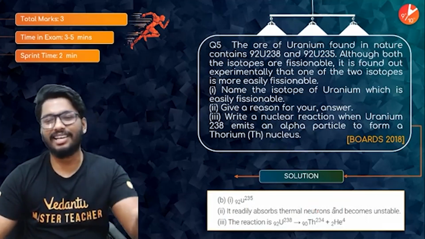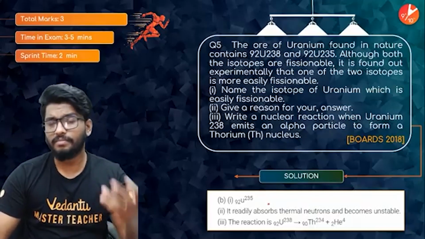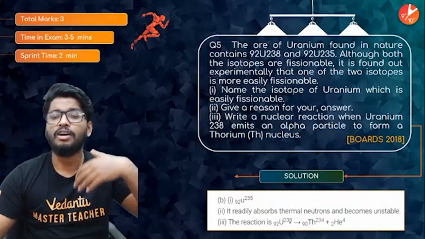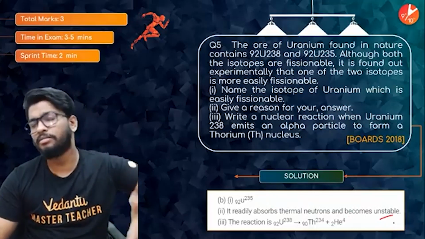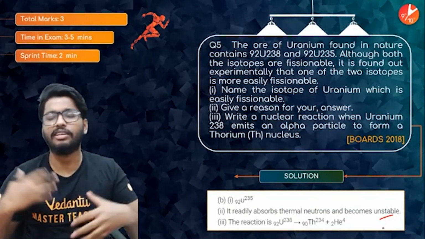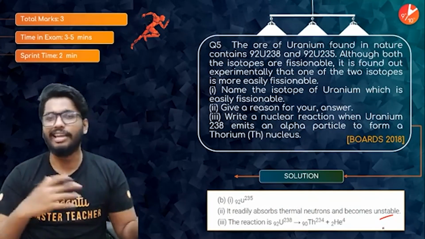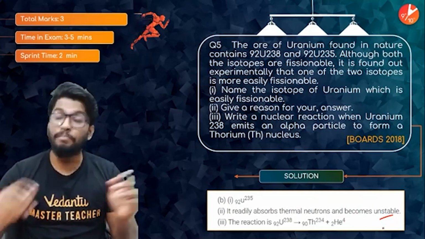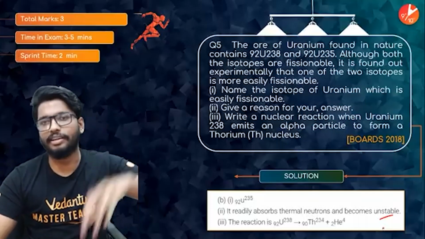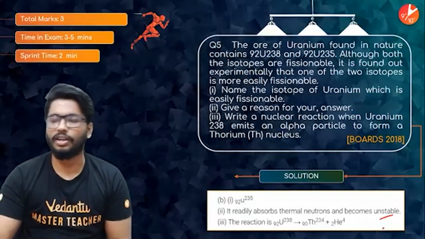So yeah, because, guys, like I told you, 235 is much more fissionable because it absorbs neutrons and becomes very unstable very quickly. So you can see the radioactive decay happening much faster in comparison to 238, which is a more stable form of uranium. But both of these are used in your nuclear reactors.